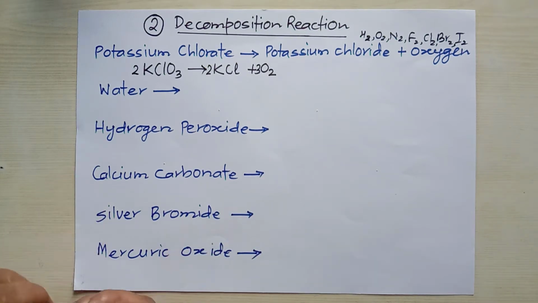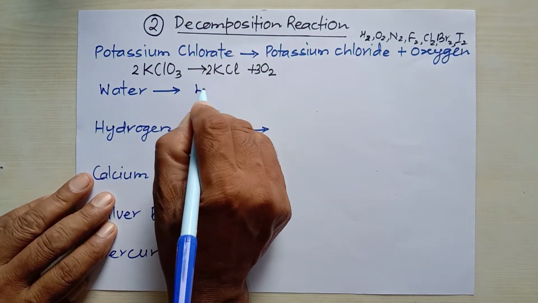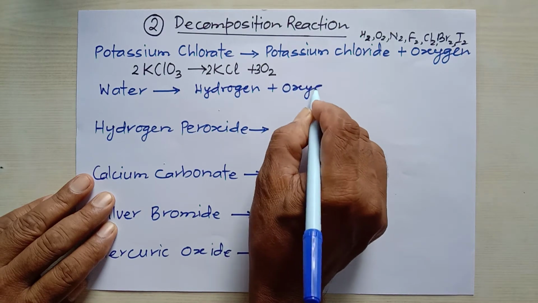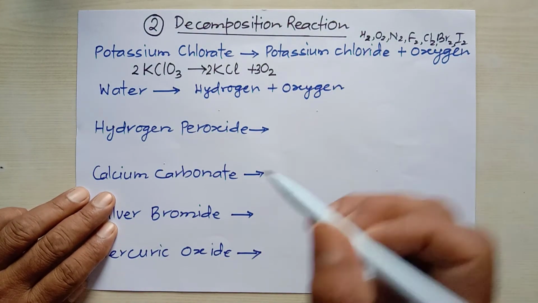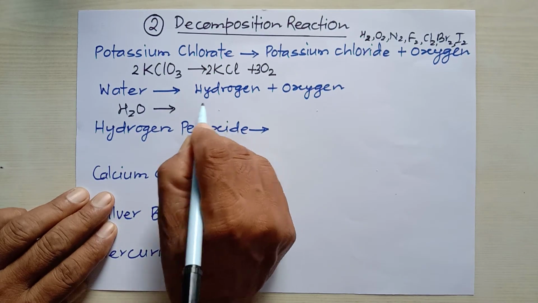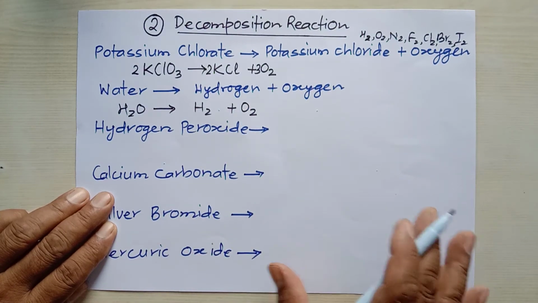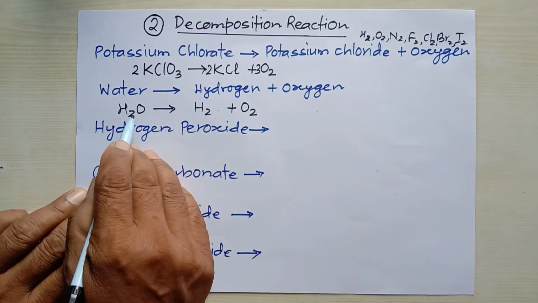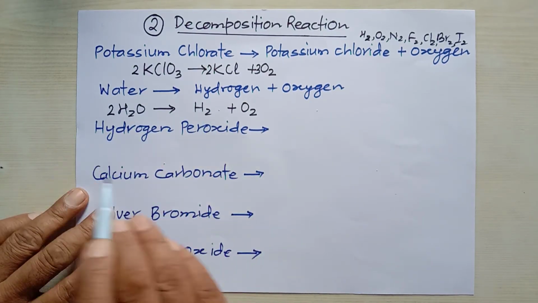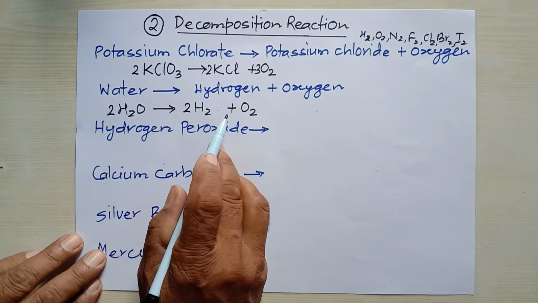Now, let's talk about another one. Water, when it decomposes after the electrolysis process, we know that water decomposes into hydrogen and oxygen gas. This is the word equation completed. Now what is the balanced chemical equation? Water we know is H2O, and hydrogen is diatomic H2. Oxygen is also diatomic, we have to write O2. Now let's balance the equation. Oxygen 2, oxygen here 1, that's why we have to take 2 here. Hydrogen on the right hand side is 2, on the left hand side it is 4. That's why if we take 2 here, it's balanced. This is the balanced chemical equation of electrolysis of water.